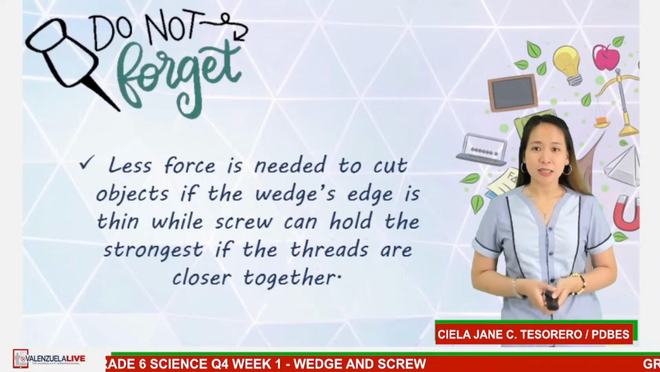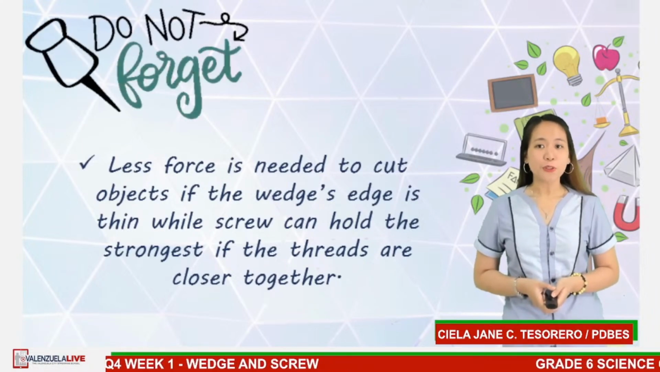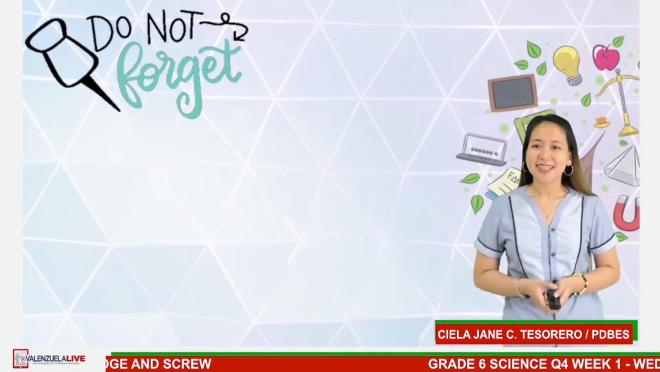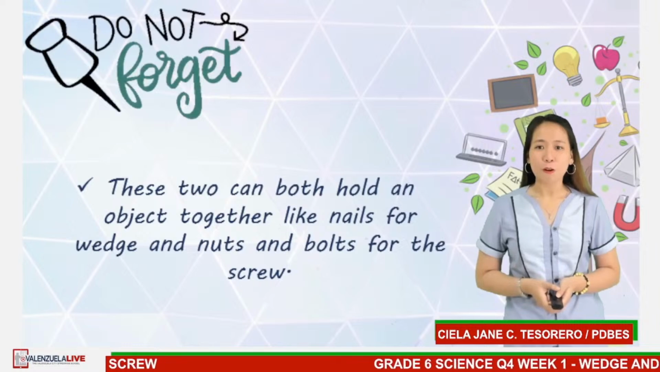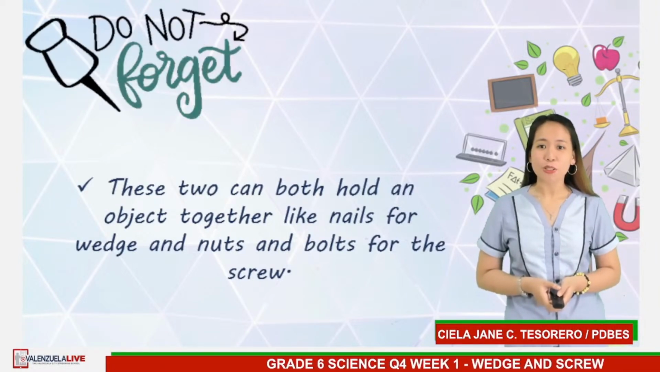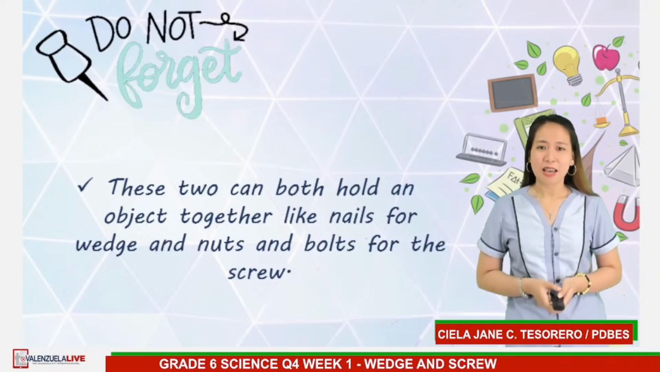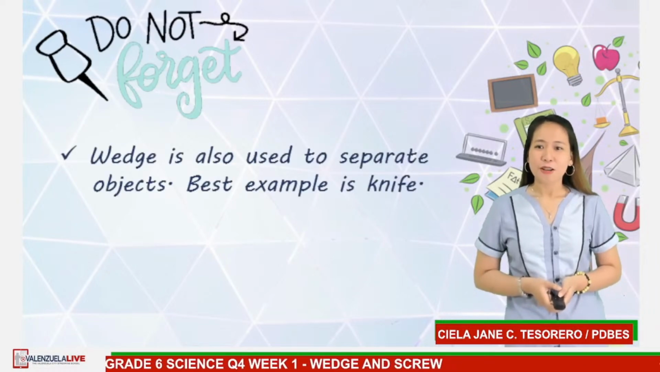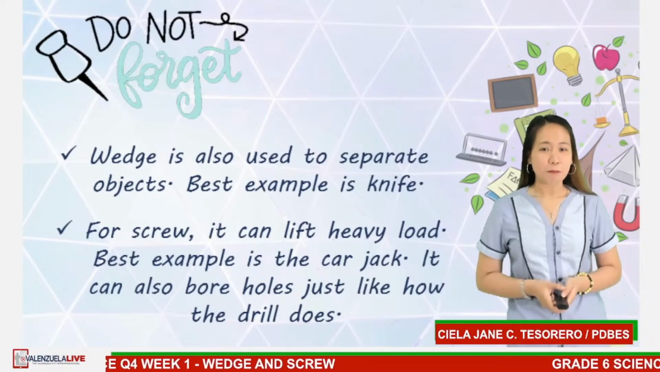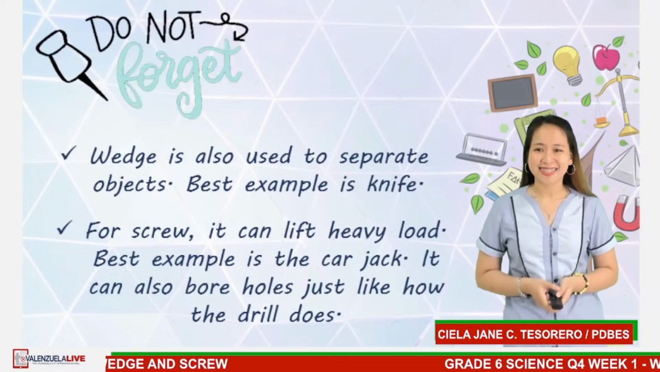Less force is needed to cut objects if the wedge's edge is thin, while a screw can hold the strongest if the threads are closer together. These two can both hold an object together, like nails for wedge and nuts and bolts for the screw. Wedge is also used to separate objects. Best example is the knife. For the screw, it can lift heavy loads. Best example is the car jack. It can also bore holes just like how the drill does.